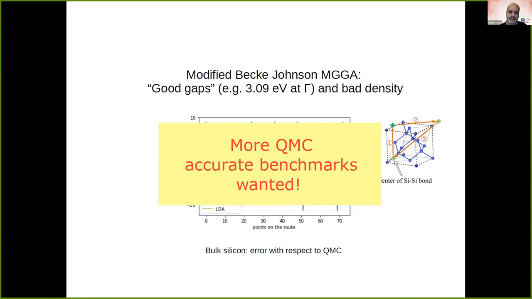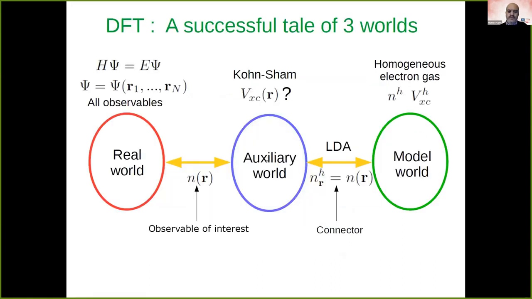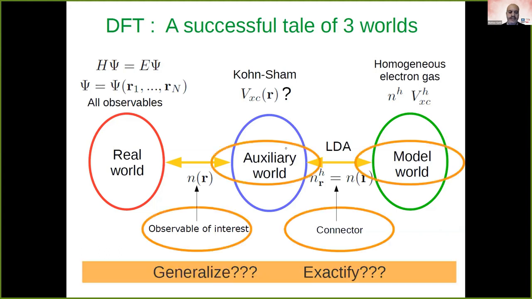Okay, so what we have already remarked is the fact that this framework that has been introduced by Kohn and Sham is a framework where we introduce different universes, and each of them has a different role, but it's very, very successful. And so the idea is that we can learn from this very successful suggestion of Kohn and Sham, and we can think about generalizing this scheme to other observables of interest.